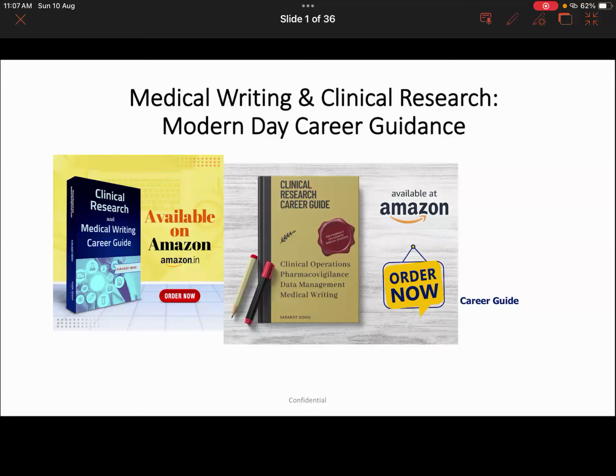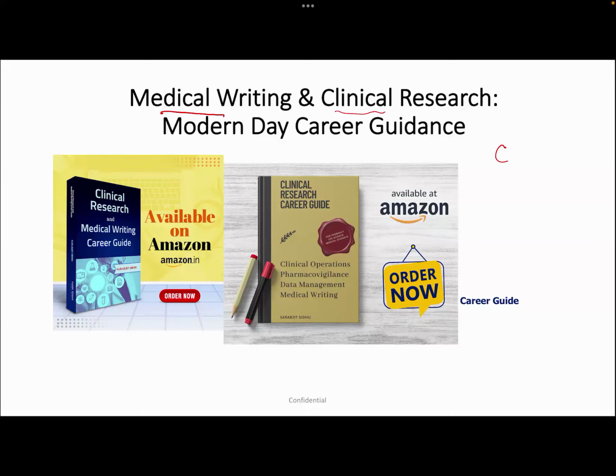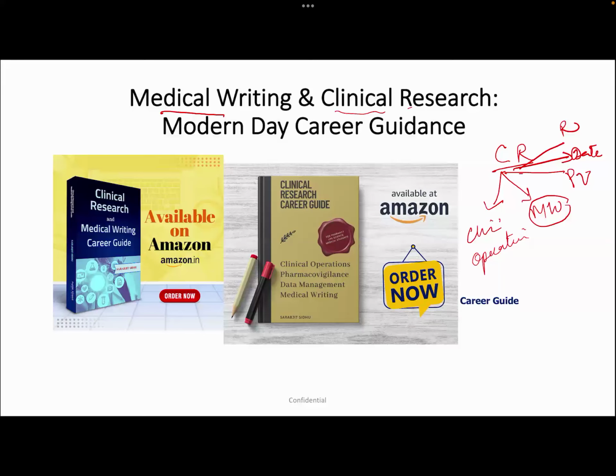I am going to introduce you to both things, clinical research as well as medical writing. Clinical research is a wider, bigger term, and under that you see clinical operations. I will show you on a whiteboard also, just giving you an idea. Then medical writing is one of the functions under clinical research. Then your PV, data management, and regulatory affairs all fall under clinical research.